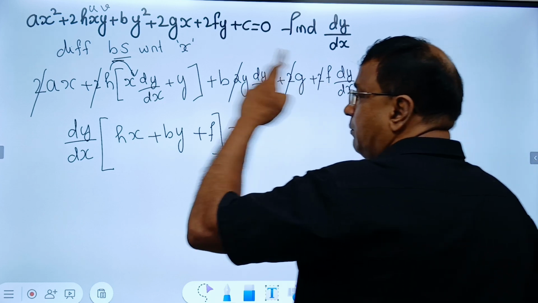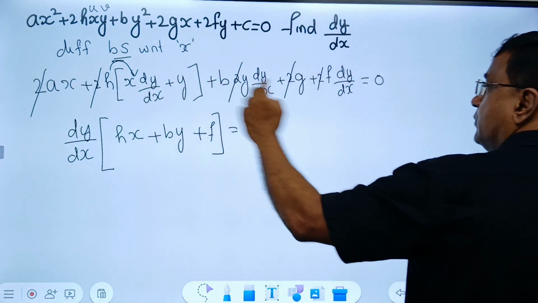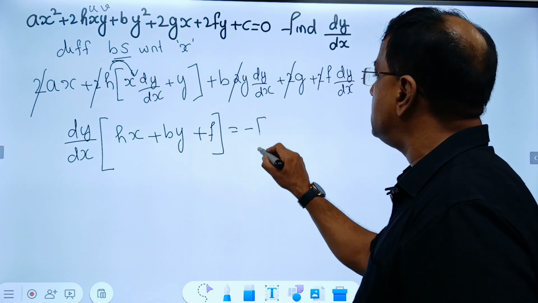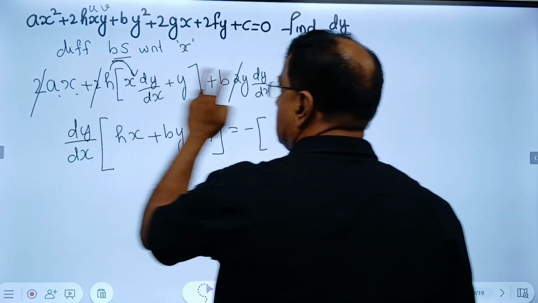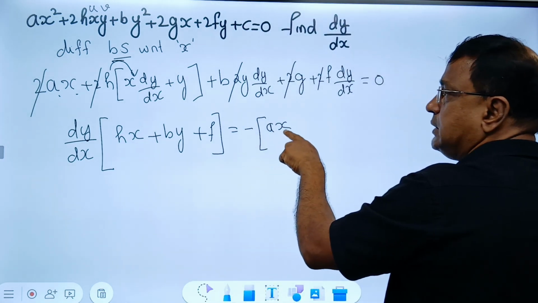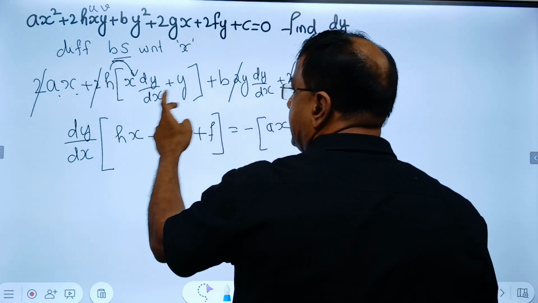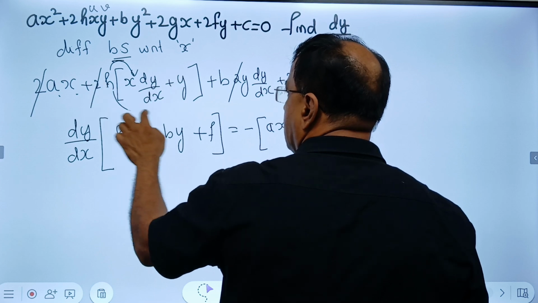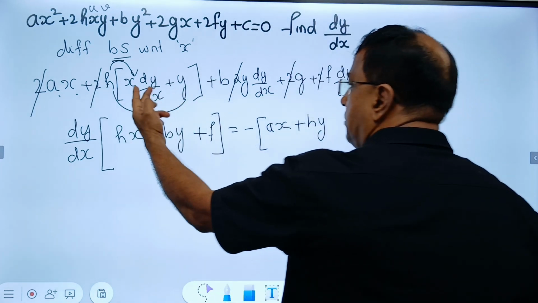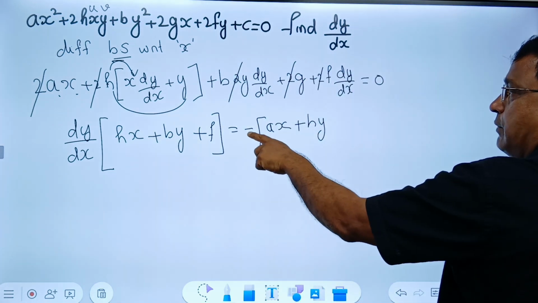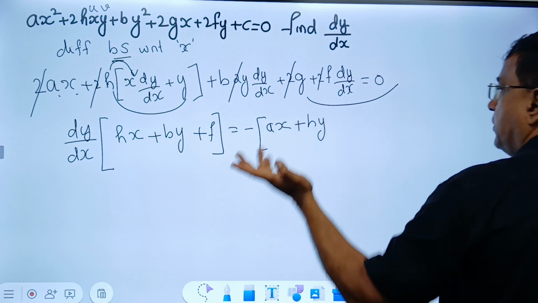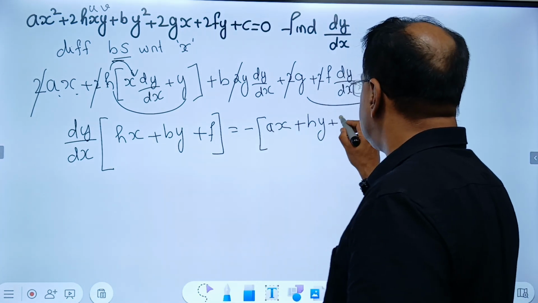Now take the non-dy by dx terms to that side. Since everything is plus, when it goes that side becomes minus. I can keep the minus sign outside. If you take ax that side, what will happen? It will become minus ax. Since I have kept minus outside, this ax. Then I am going to take this hy. Can you see this hy? Okay, hy. So plus hy. Why plus hy? When I bring it to the other side, it becomes minus hy, but I have taken minus outside. Then take this g that side. When I take g that side, becomes minus g. Minus is outside, so it is plus g.